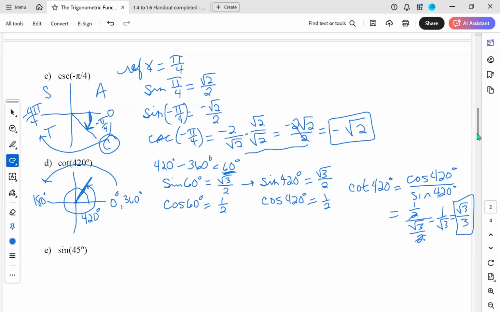You could have also done your tangent if you want to go straight for tangent and then do it as a reciprocal identity. You can also do that. It does not matter which.